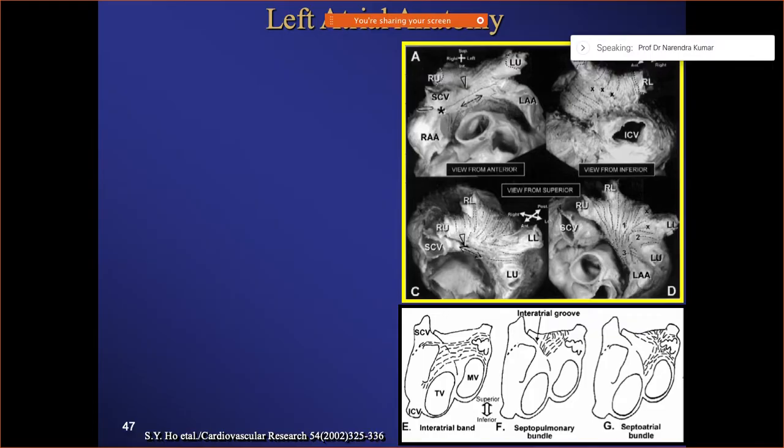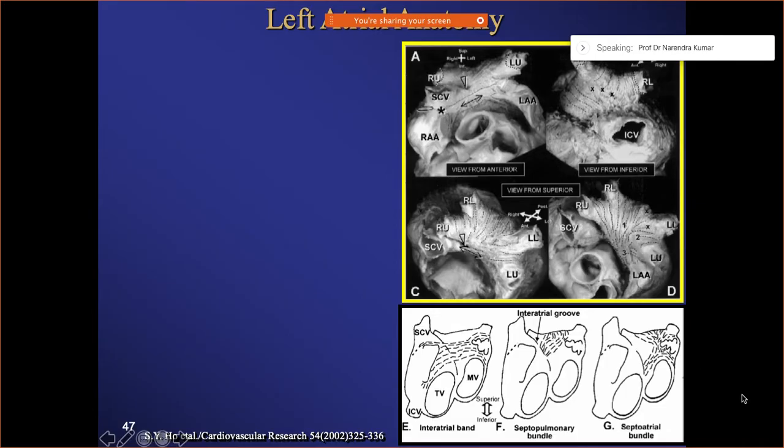And further, if you look carefully, there are also the longitudinal fibers of the septopulmonary bundle in the posterior wall of the LA and superficial circular fibers in the inferior wall. So this is what you should keep having a look at over here.